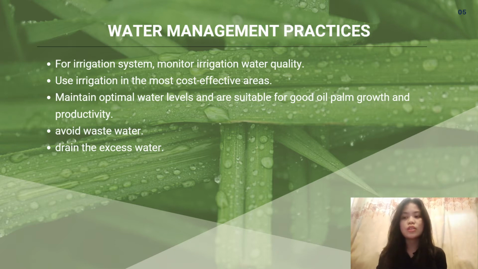Next, use irrigation in the most cost-effective area. This is because a lot of water is better used in areas with small areas to achieve a lucrative return on capital and labor. Other than that, maintain optimal water levels suitable for good oil palm growth and productivity. Next, avoid wastewater, as too much water can cause flooding. So drain the excess water to prevent this from happening. And lastly, minimize the pit subsidence.